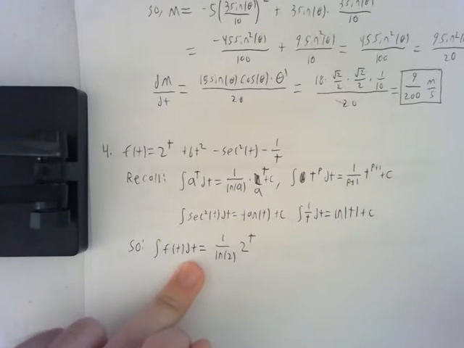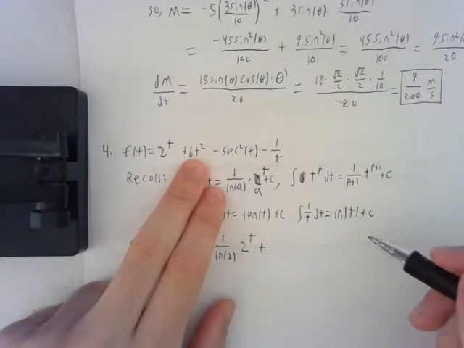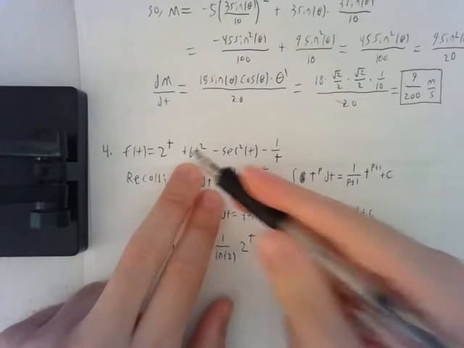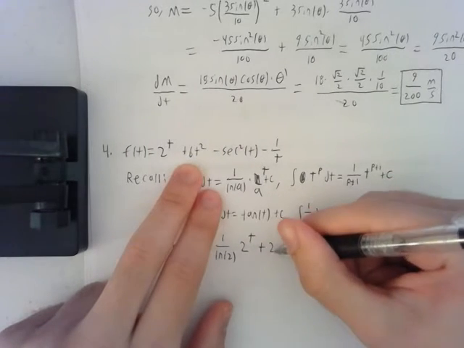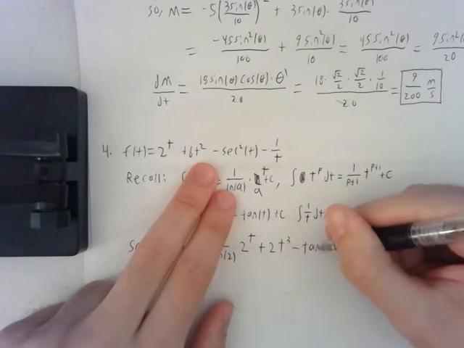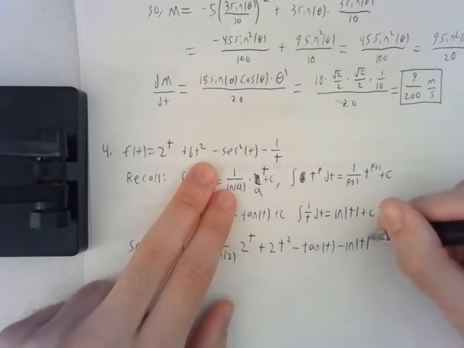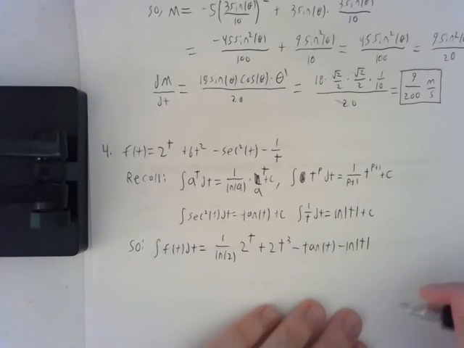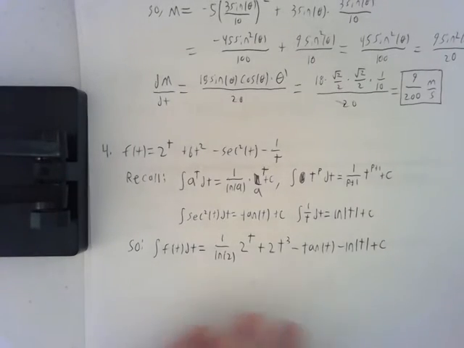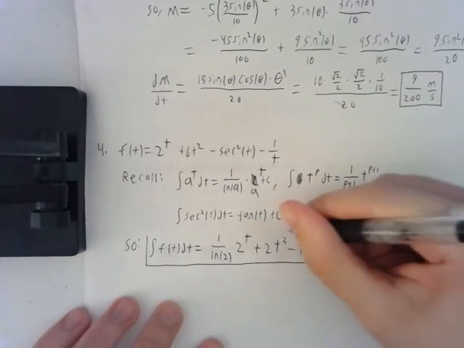We apply the anti-power rule to t squared. So the antiderivative of t squared is 1/3 t cubed. We multiply that by 6, and we get 2t cubed. Then we subtract tangent of t. Subtract natural log absolute value of t. A lot of people forgot the absolute value here, but that's important. And then plus c. So that is the antiderivative of this function.